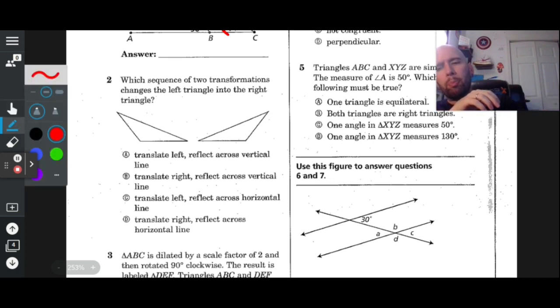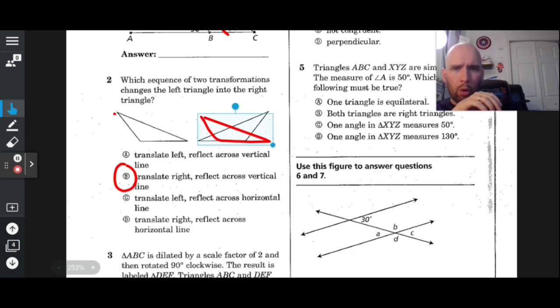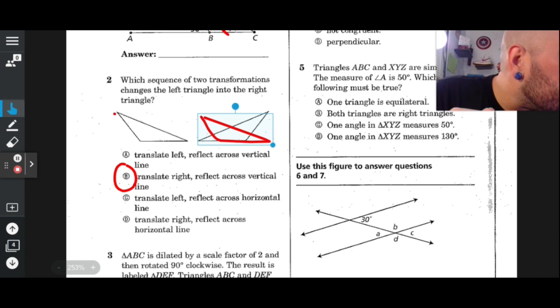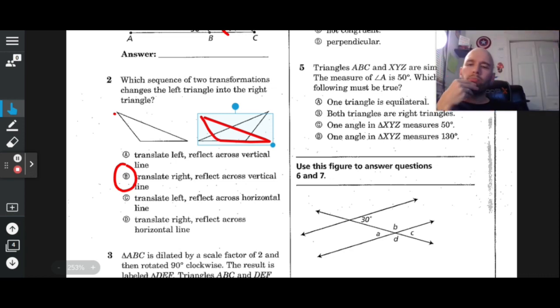I don't like it, but B is saying if we take this shape, translate it to the right, and then reflect it over a vertical axis, which it won't let me do here. So basically imagine that picture and flipping it. That's what we get for 2. I don't know. That's what I'm saying for 2.